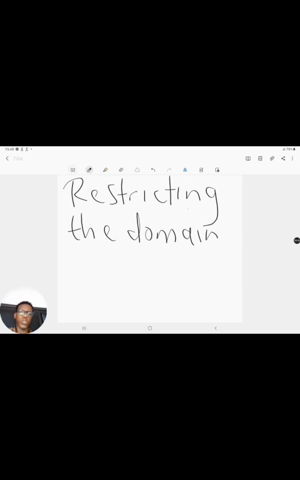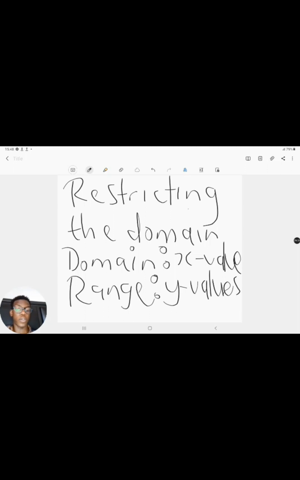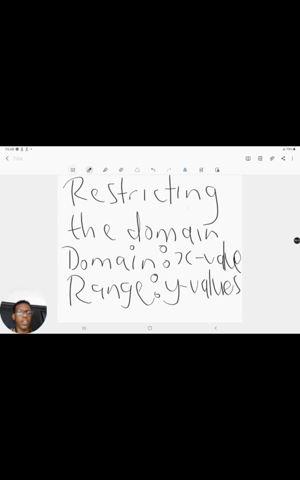Now, before I tell you what restricting the domain is, I have to explain what a domain is. So I'm going to explain what a domain and a range are. To keep it as simple as possible, the domain is the x values of a function. The range is the y values of a graph. The y values of a graph are the range of the graph, and the x values of the graph are the domain of the graph.